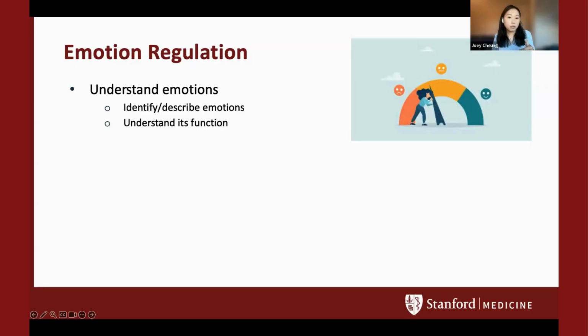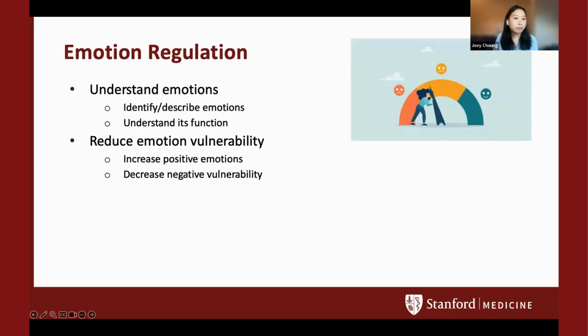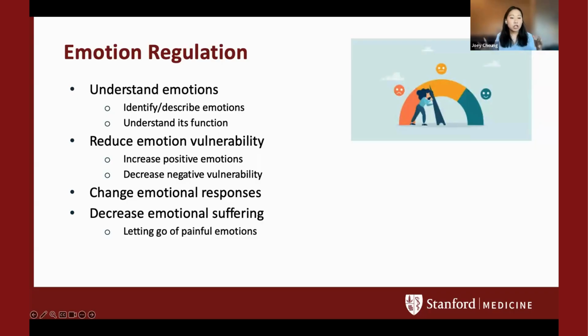So, at the core, our emotion regulation strategies really are focused on understanding our emotion, being able to accurately label and gain awareness and communicate what that emotion is and what function it serves, and why we might choose to respond in particular ways when we experience emotions. To reduce our overall vulnerability to emotions, so increase our capacity for having positive emotions and decreasing our vulnerability to negative emotions, learning ways to change our emotional responses, and then generally using a lot of these skills to decrease that overall emotional suffering, the ability to let go of having really painful emotions and not getting caught in them.